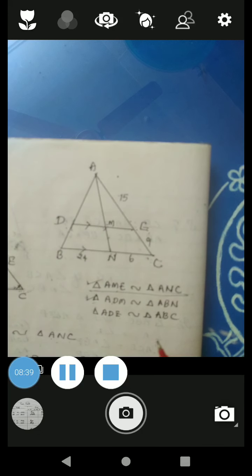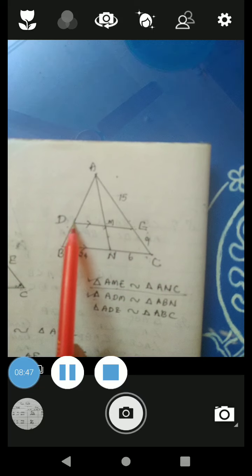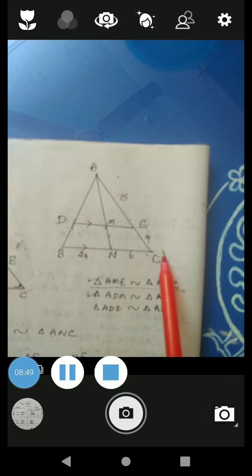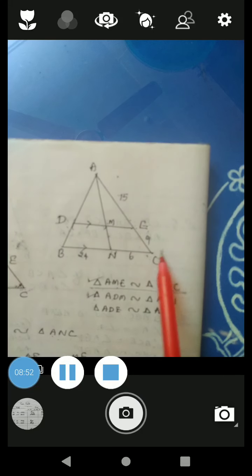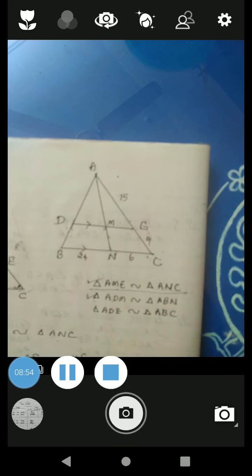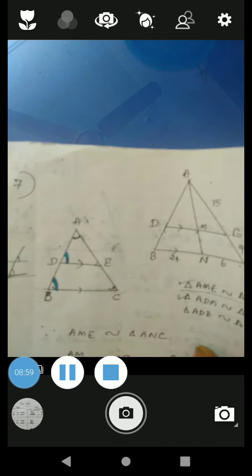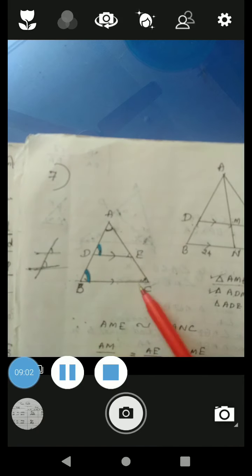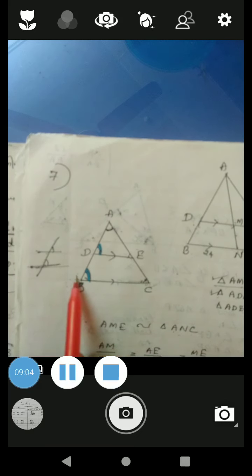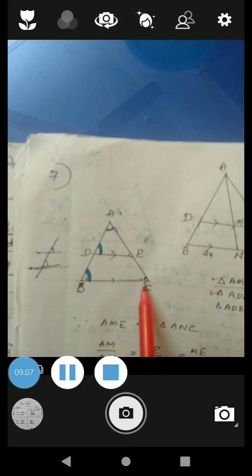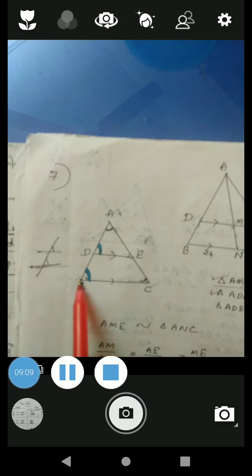Write all possible pairs of similar triangles. Find the length of ME and DM. First you have to check what is given. These two lines are parallel, and in this figure you have to write all possible similar triangles. Suppose you can see this figure ABC. If DE is parallel to BC, it is the transversal, therefore these two angles are equal.